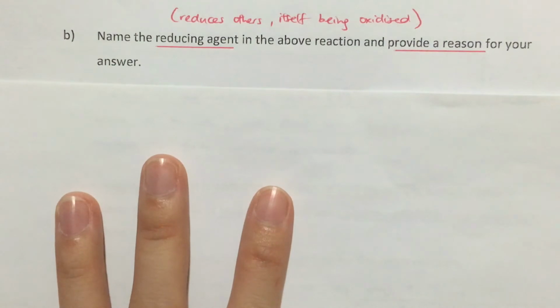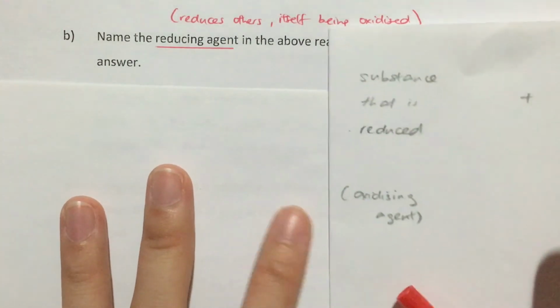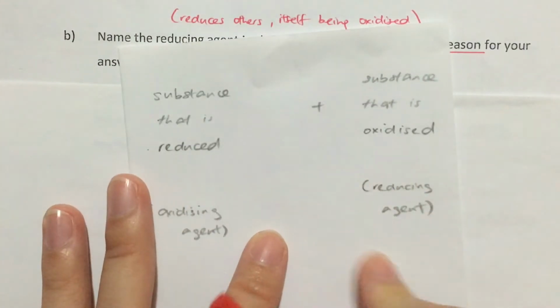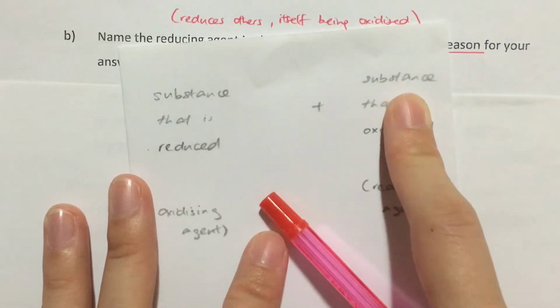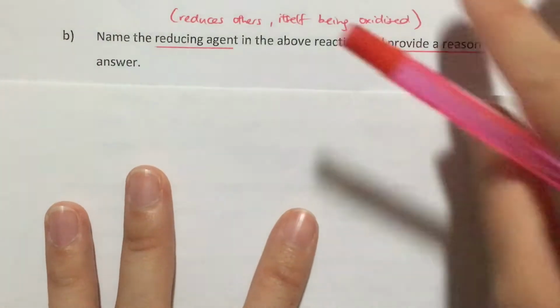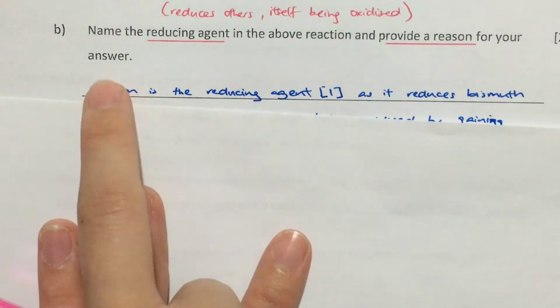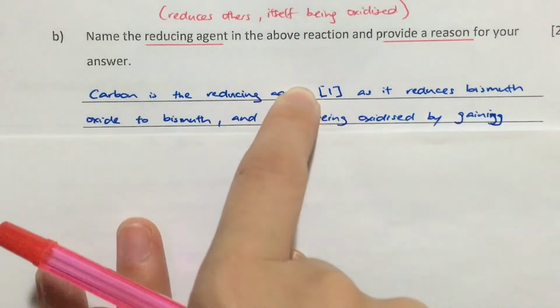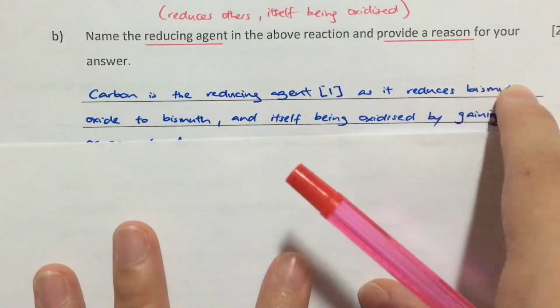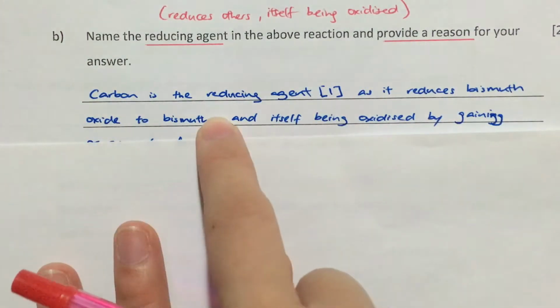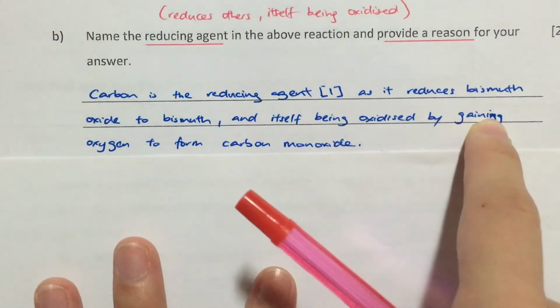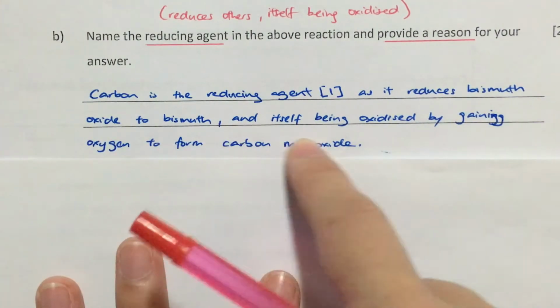So again, reducing agent means it is being oxidized. The one that was being oxidized just now is your carbon. So we will say that carbon is the reducing agent. Why? Because it reduces others, which is reducing bismuth oxide to bismuth, and itself is being oxidized by gaining oxygen to form carbon monoxide.